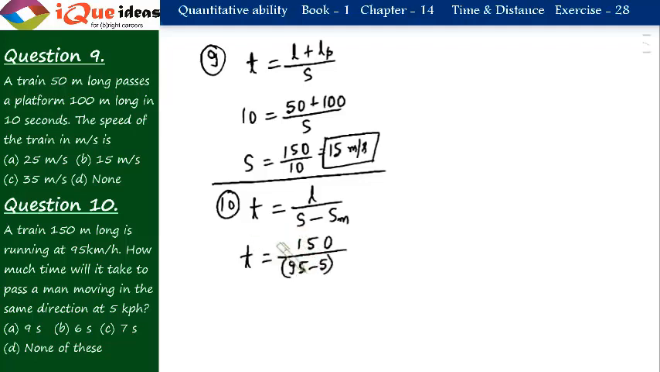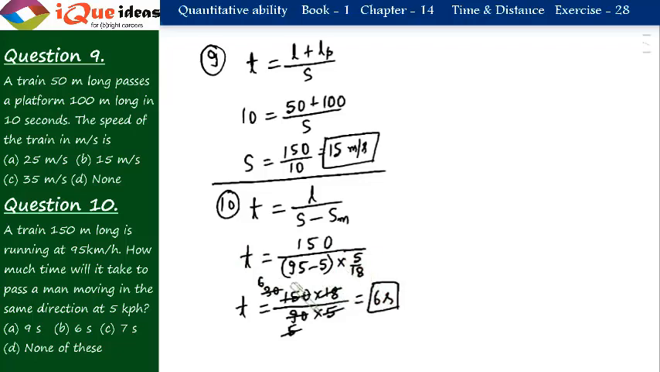So 95 minus 5. But this 95 minus 5 is in kilometers per hour. So we need to convert it into meter per second. So multiply the whole thing by 5 by 18. So the time required becomes 150 into 18 goes to the numerator, divided by 95 minus 5, which is 90, into 5. Now 18 cancels 90 5 times, 5 cancels 150 30 times, and the next 5 cancels 30 6 times. So time required is 6 seconds. That's the answer to the 10th question.